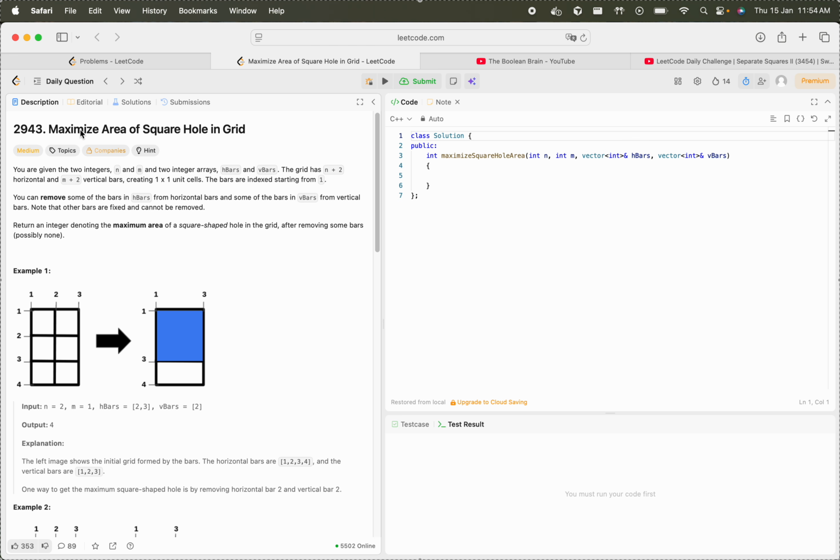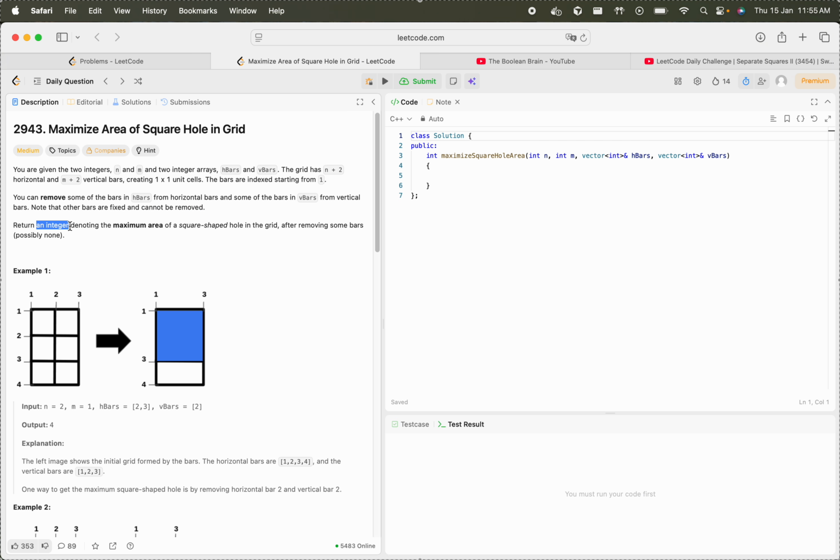Title says maximize area of square hole in a grid. You are given two integers n and m and two integer arrays hBars and vBars. The grid has n plus 2 horizontal and m plus 2 vertical lines, creating 1 by 1 unit cells. The bars are indexed starting from 1. You can remove some of the bars in hBars from horizontal bars and some of the bars in vBars, that is vertical bars.